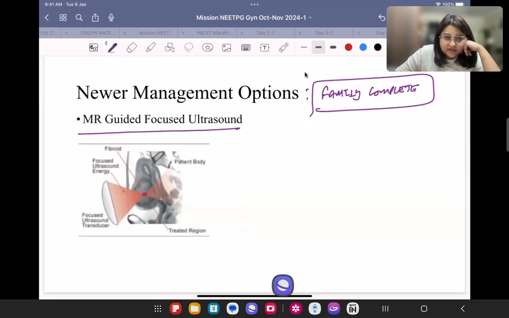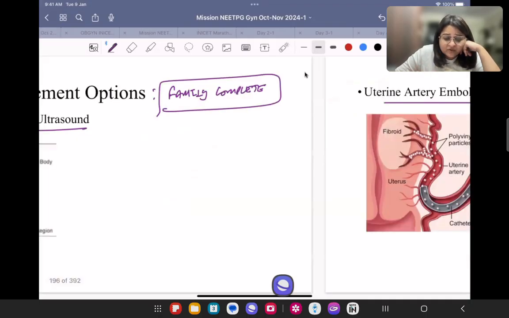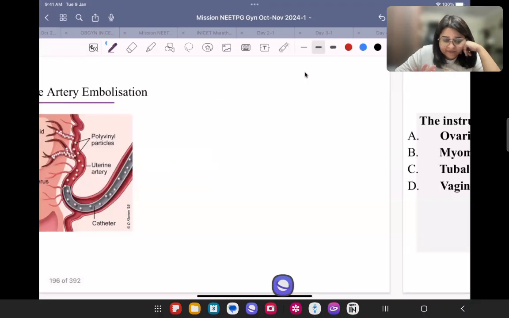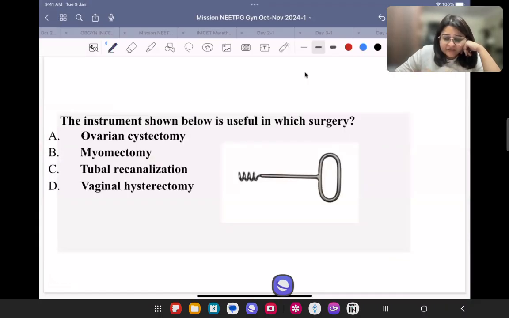So surgery is avoided, and therefore those patients who don't want to keep taking tablets every day, so they don't want medical, they don't want surgical, but family should be complete. If they want pregnancy, it's not a good option to do these two things. Okay, now let's do some questions and then we end.